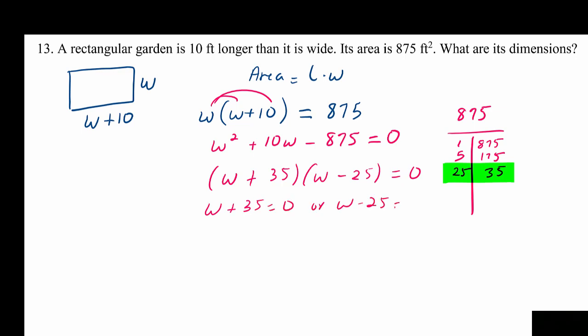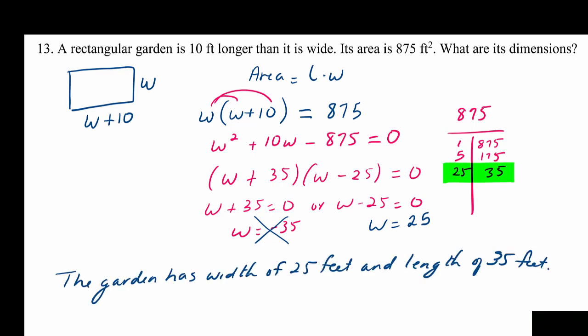And of course, once again, we know that we are not going to be talking about negative widths, so we're going to have to not use that one. But then over here we get it, W equals 25. So our rectangular garden has a length of 35 feet and a width of 25 feet. So let me write that conclusion statement. And there's our conclusion statement that the garden has a width of 25 feet and a length of 35 feet. And it's easy to check, well, we know that those two multiply to 875. So that's our answer.